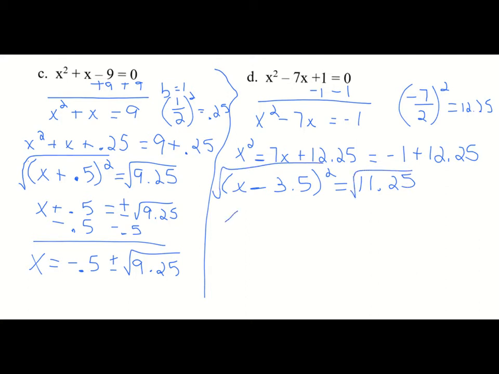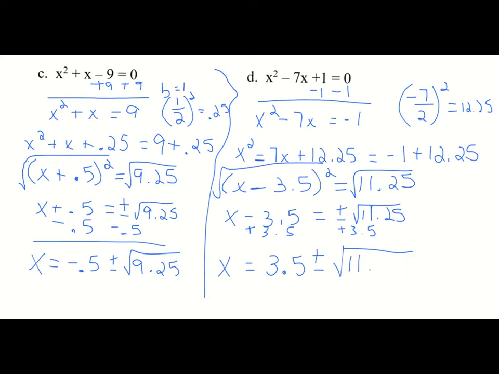So we will end up with x minus 3.5 is equal to positive or negative square root of 11.25. Then we got to isolate x, so we are going to add 3.5 to both sides. And that is going to give me x is equal to 3.5 plus or minus the square root of 11 and 25 hundredths.